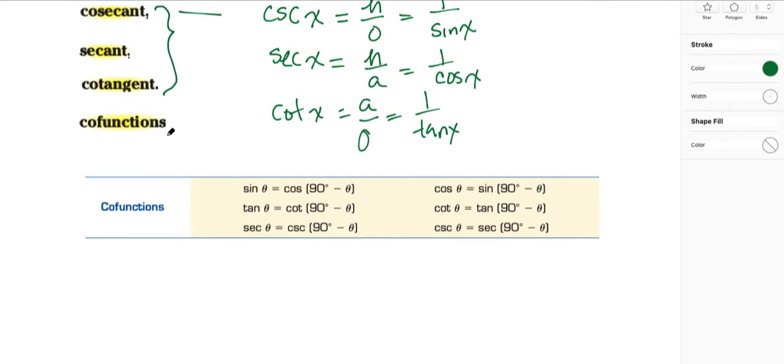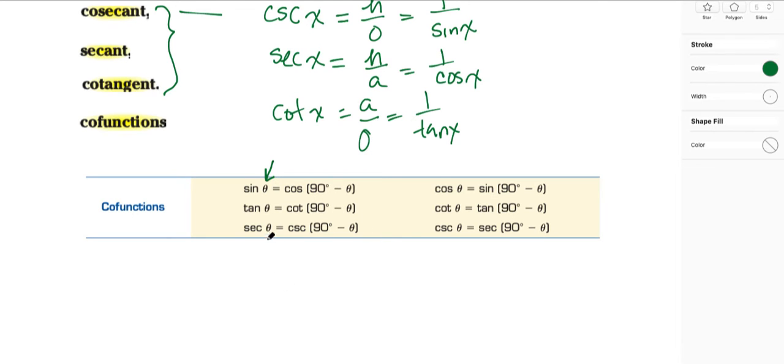Then we have this concept of cofunctions. So cofunctions basically are talking about the relationships between two functions or two ratios that are going to be equivalent when you're dealing with the complement. If you remember from geometry, complementary angles are two angles that add up to 90 degrees. So if you think of the sine of some angle theta, they're using this Greek letter theta and not x like we did, that's going to be the same as the cosine of 90 minus theta. Tangent of theta is going to be the same as the cotangent of 90 minus theta.